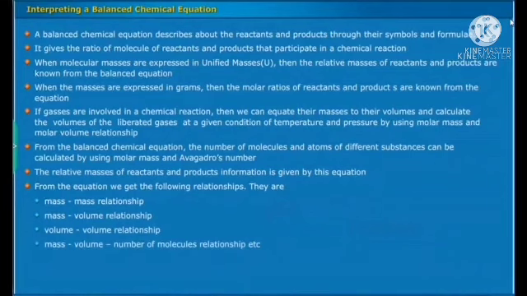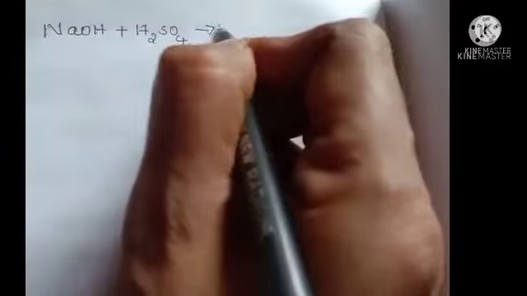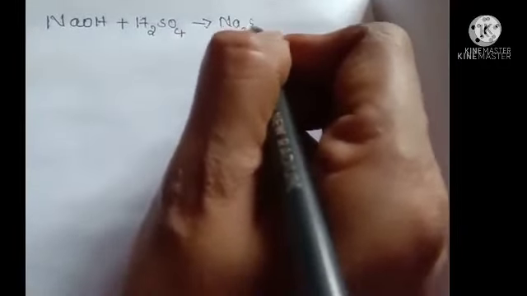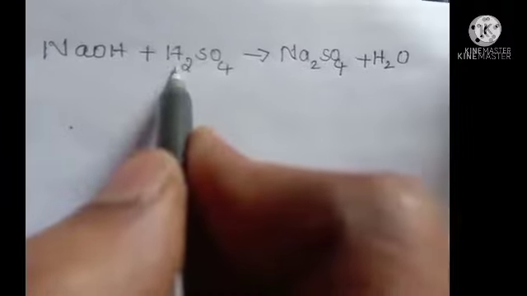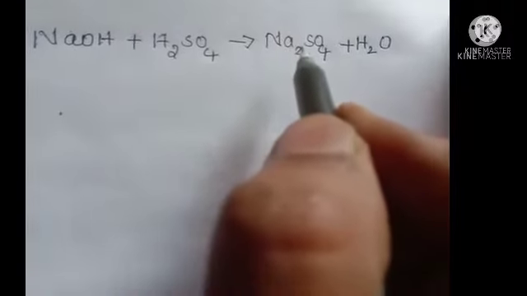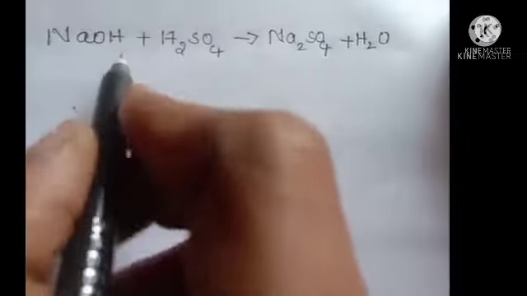Now we can see one balancing equation. Sodium hydroxide plus sulfuric acid, H2SO4, gives rise to Na2SO4, sodium sulfate, plus water molecule. Now balance the equation. First we will draw a table.